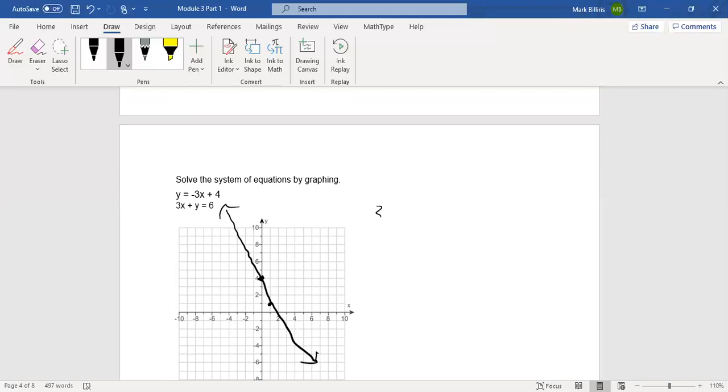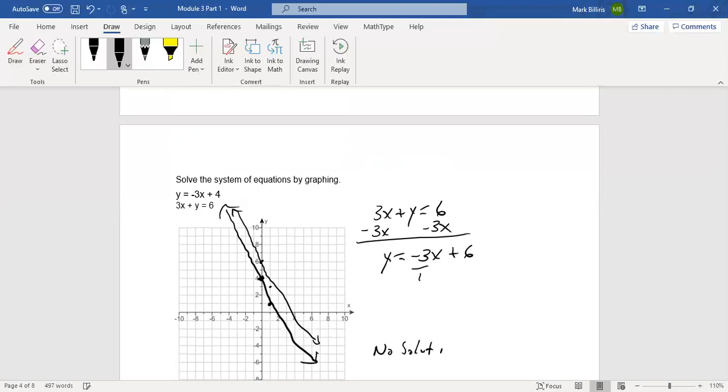My next task is to place the second equation in slope-intercept form. So I'm going to subtract 3x from both sides. And this gives me y equals -3x plus 6, or -3/1. So here I start at +6. My slope is -3/1. And notice my lines are parallel. So if my lines are parallel, then there's no solution.